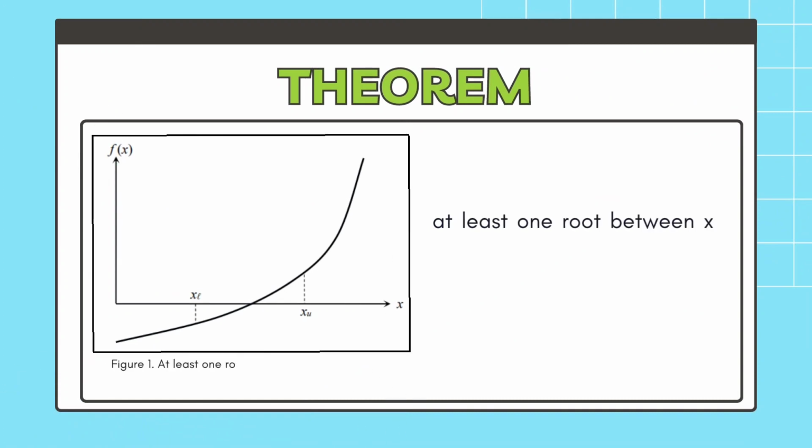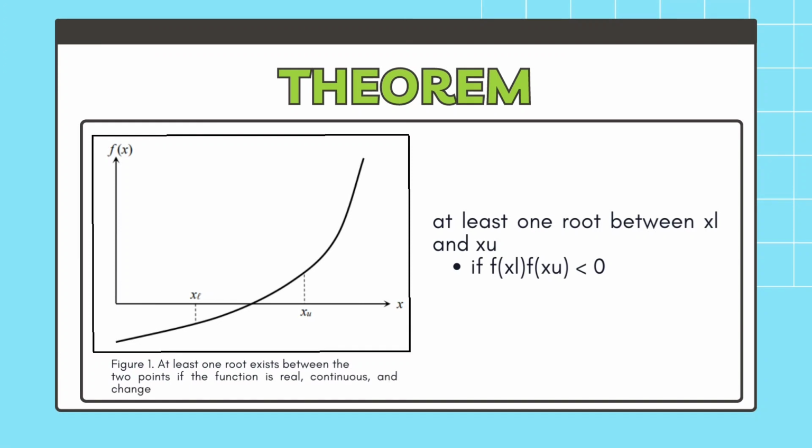Below is the theorem on which the bisection method is based. Figure 1 shows that XL and XU have opposite signs, which forms a bracket. The condition is that if the product of the function of XL and XU is less than 0, then there is at least one root that exists between XL and XU, given that the function of x is real, continuous, and changes sign.